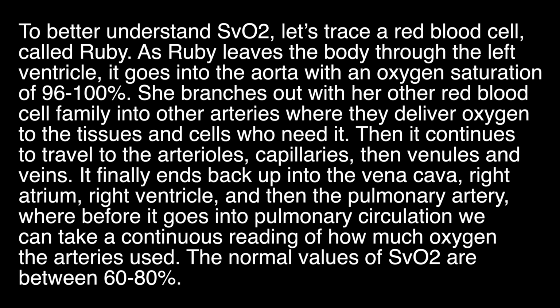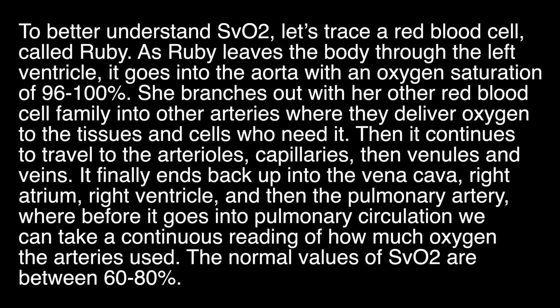As Ruby leaves the heart through the left ventricle, it goes into the aorta with an oxygen saturation of 96 to 100%. She branches out with her other red blood cell family into other arteries where they deliver oxygen to the tissues and cells who need it. Then it continues to travel to the arterioles, capillaries, then venules and veins.